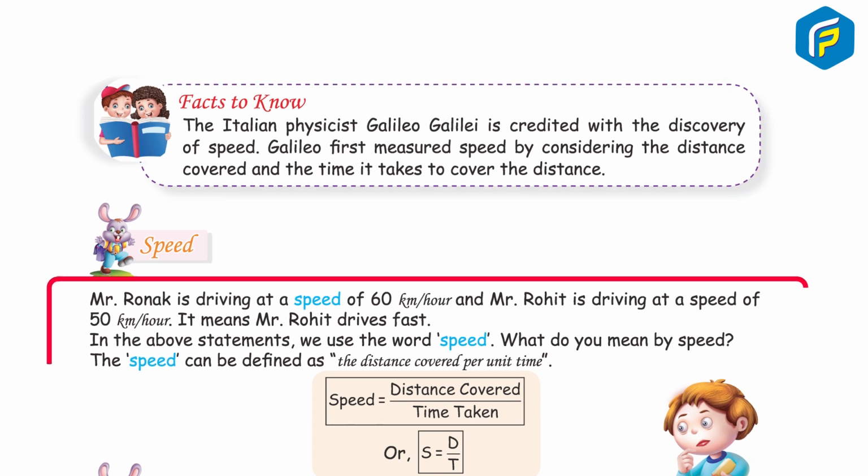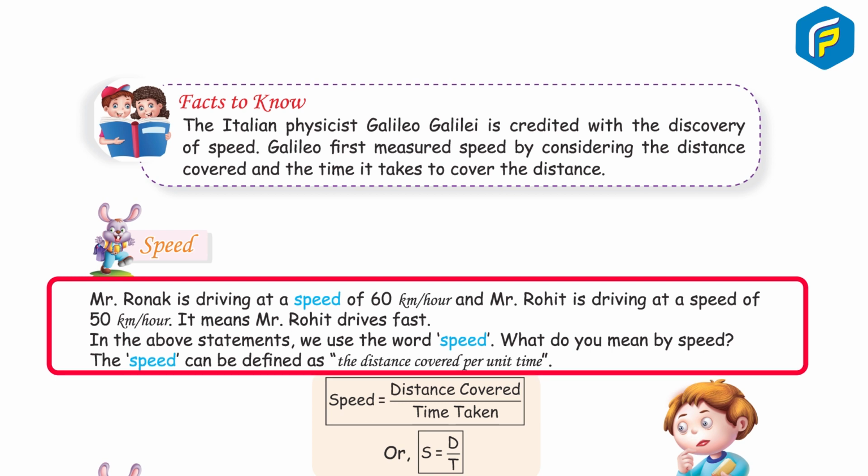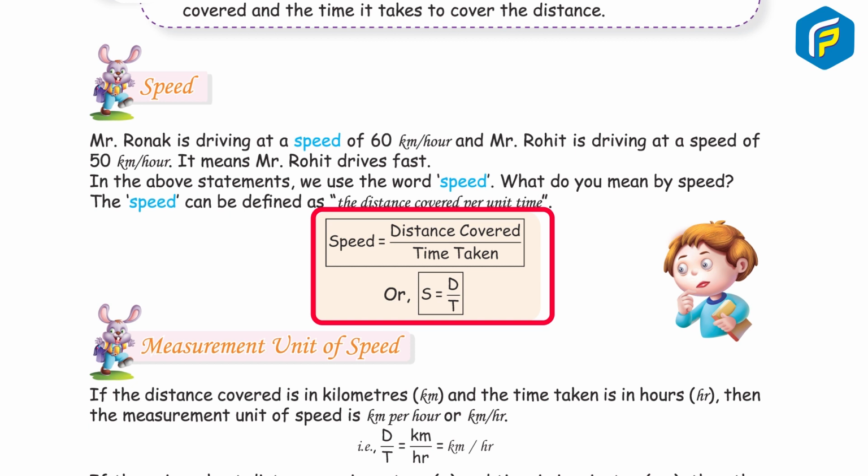Speed: Mr. Ronak is driving at a speed of 60 km per hour and Mr. Rohit is driving at a speed of 50 km per hour. It means Mr. Ronak drives fast. In the above statements, we use the word speed. What do we mean by speed? Speed can be defined as the distance covered per unit time. Speed is equal to distance covered upon time taken, or S is equal to D upon T.